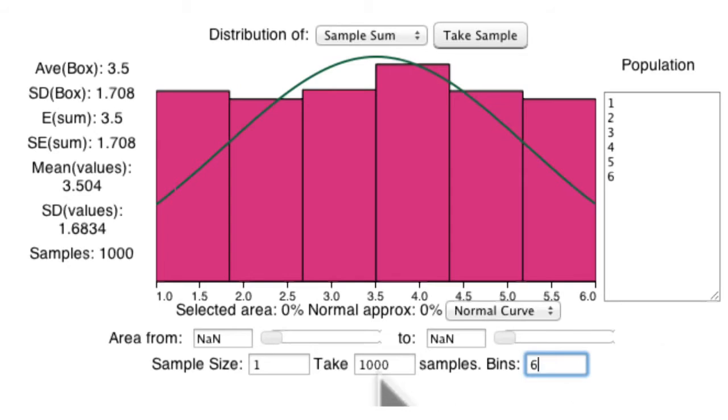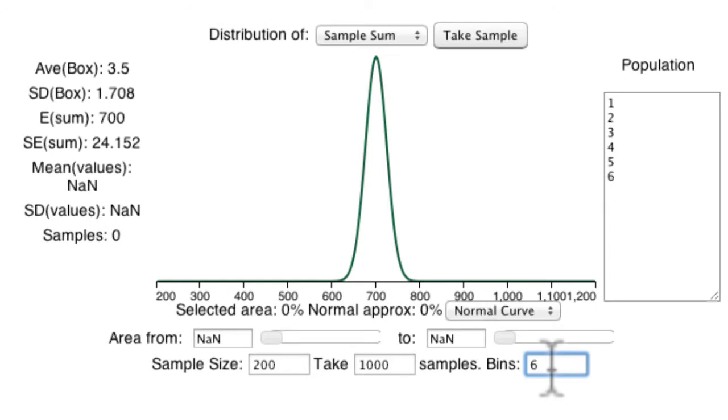I'm sampling 200 times and looking at the sample sum. So what this program does is it does that experiment over and over and over again. And I'm going to ask it to do it 1,000 times, and now my variable, aha. Let's take a look. Average of the box, SD of the box, we round it to 1.71. Expected value of the sum, that's our 700. Standard error for the sum, that's our 24.